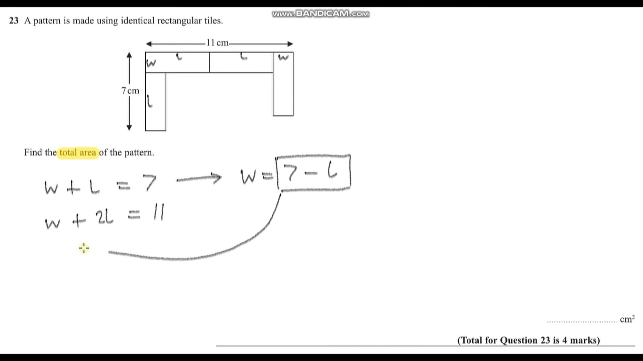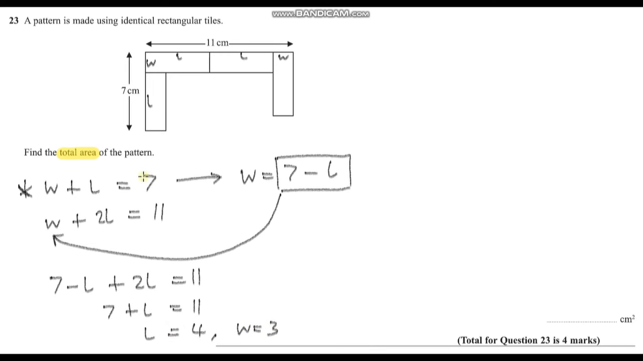We can substitute this into this equation. So instead of writing W, we can write 7 minus L. So it's going to be 7 minus L plus 2L is equal to 11. So 2L minus L is just L. So it's going to be 7 plus L is equal to 11. Therefore, L is equal to 4. So now we know our value for L. Well, W is going to be quite easy because we can just use this top one up here. So if L equals 4, that means that W must equal 3, because 3 plus 4 is equal to 7.